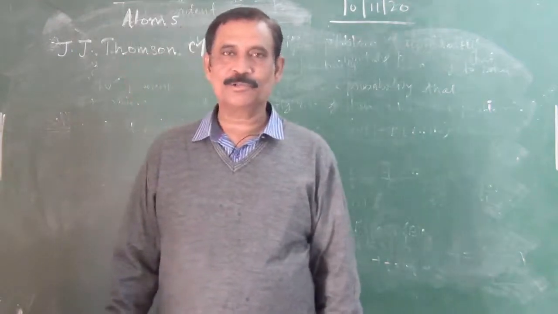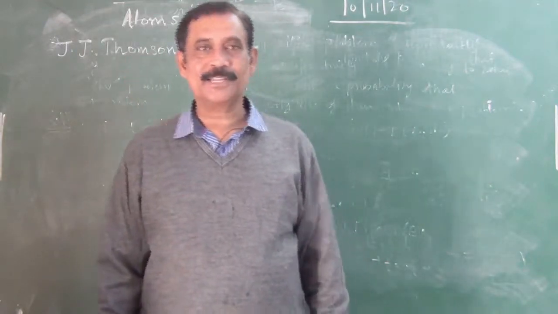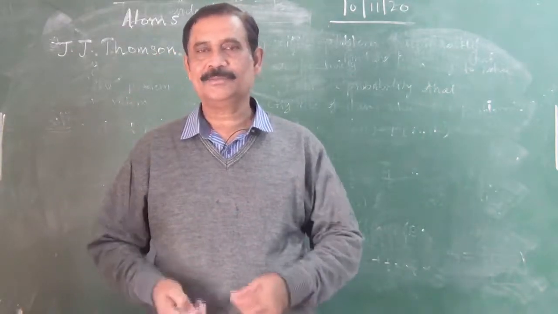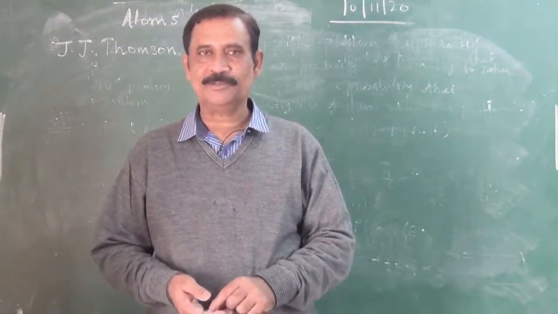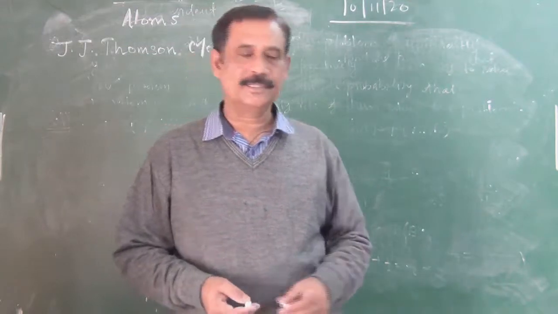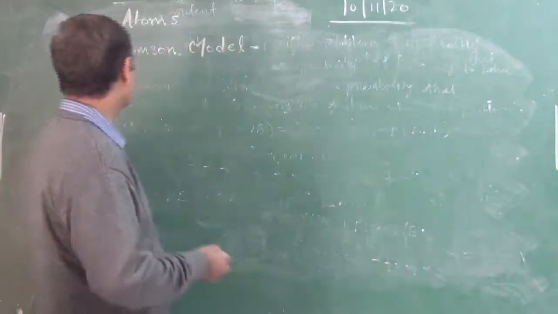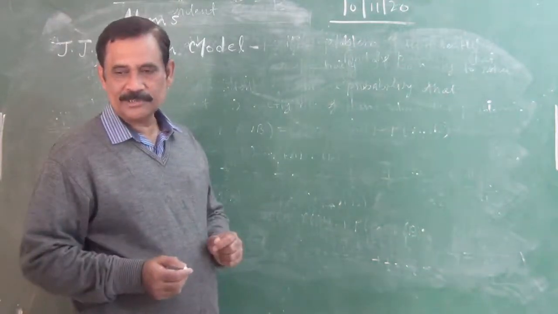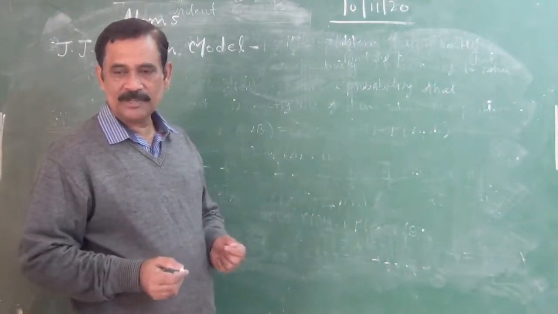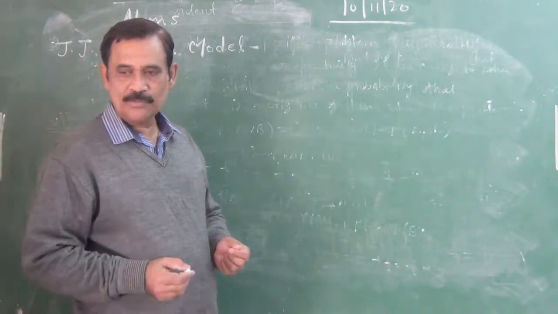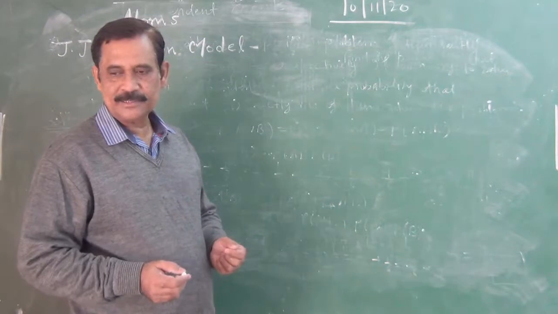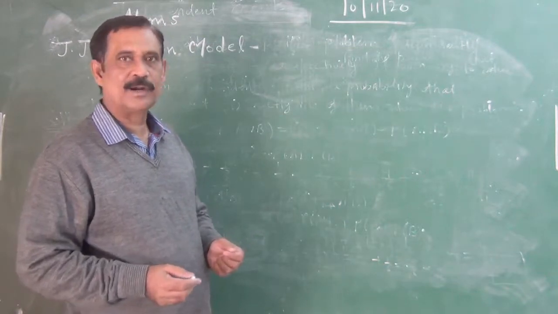Today I am going to start a new chapter, atoms. So first you see the J.J. Thomson model. According to this model, all positive charge is uniformly distributed over the volume of an atom, and negative charge is embedded in it, just like seeds in a watermelon.